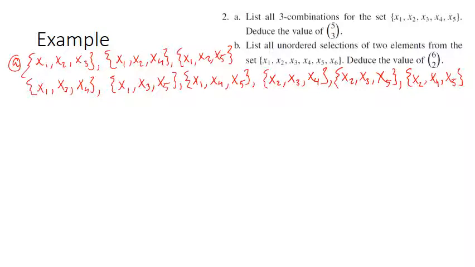Okay, so then that leaves me the ones that don't have x1 and don't have x2. So that's only x3, x4, and x5. Okay, now have I got 10? 1, 2, 3, 4, 5, 6, 7, 8, 9, 10. Yep, okay. So this should be all of them.